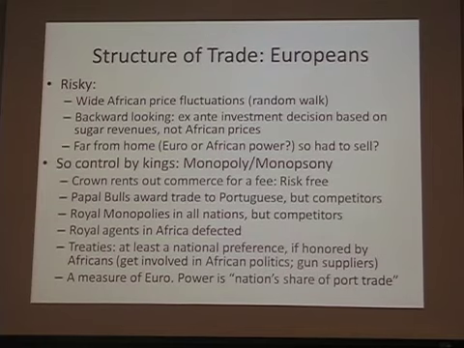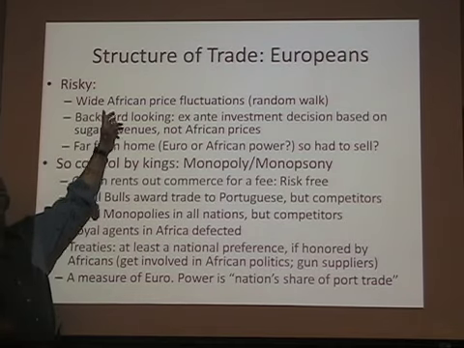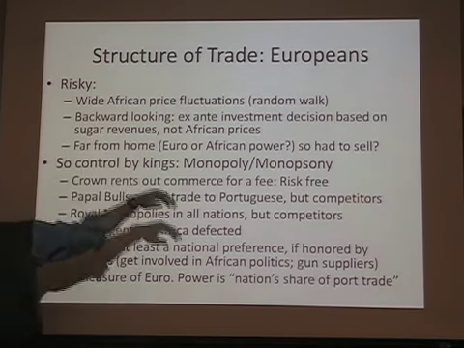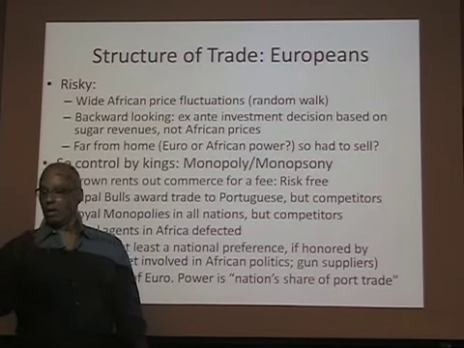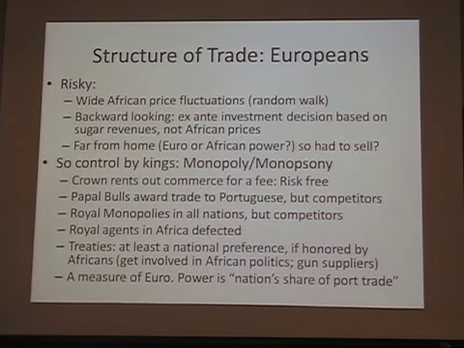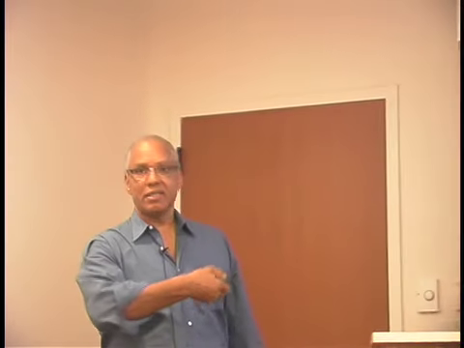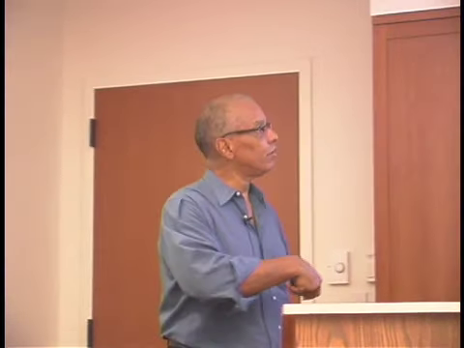Here is some discussion of the structure of the trade. It was very risky for Europeans. If you look at the price fluctuation, you'll find that it's a random walk, which means that the best guess that one could make about next year's price is to just take last year's price. Just look into the past. What was that price? Make your decisions based on it and go for it.